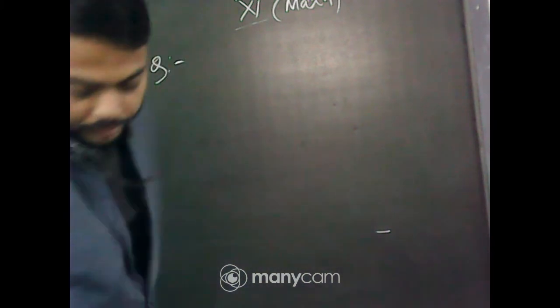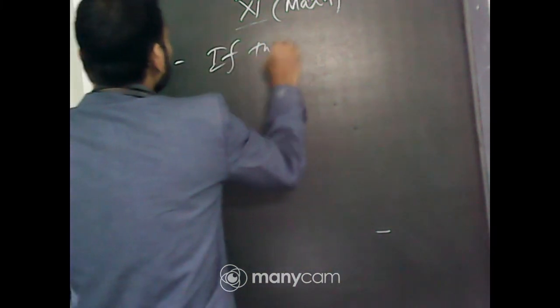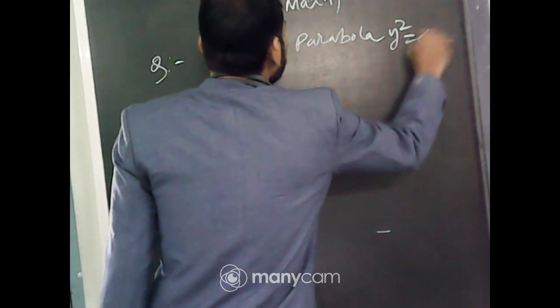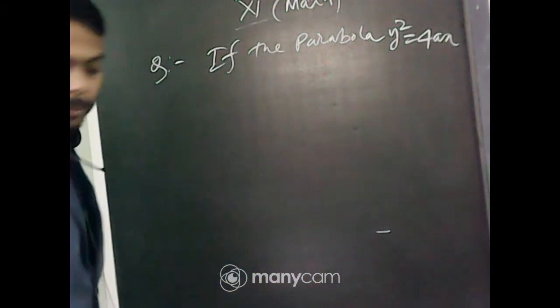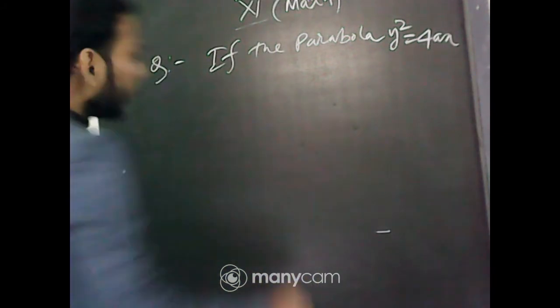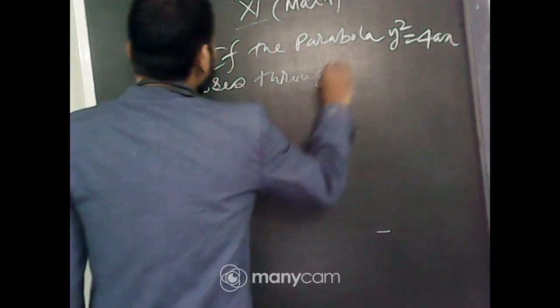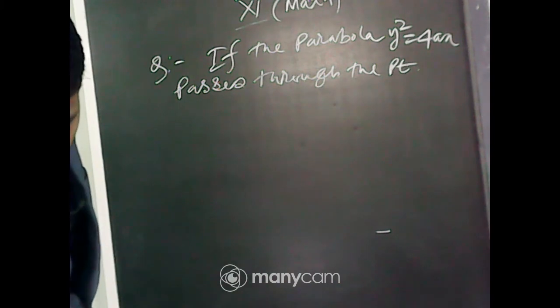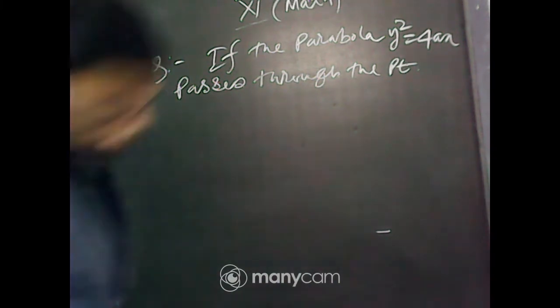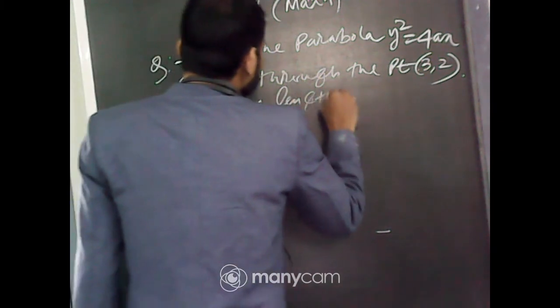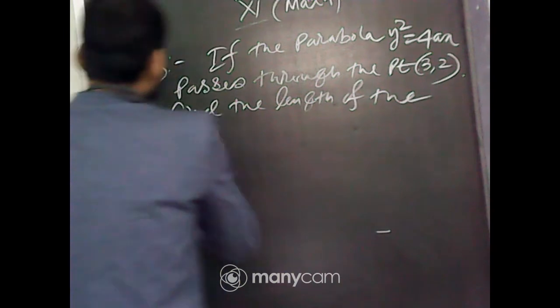If the parabola y square equals 4ax passes through the point (3, 2), find the length of the latus rectum.